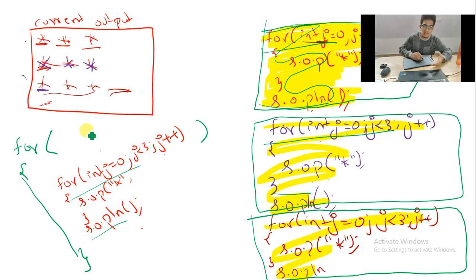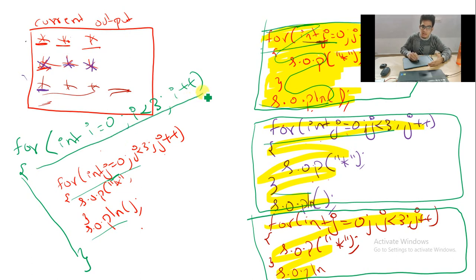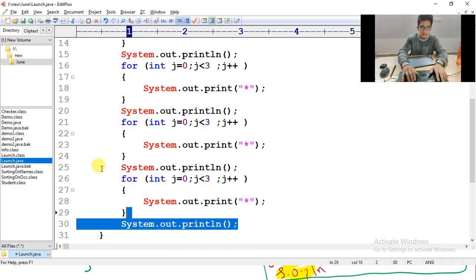Now I have to write the condition here. So the condition I will be writing is like this: int, since J is already used here, I will use I, int I equals 0. I is less than 3, because I want to execute 3 times, I plus plus. So if I write a code like this, what will happen? This for loop will execute 3 times, which means you are copying and pasting how many times? 3 times. Let's see.